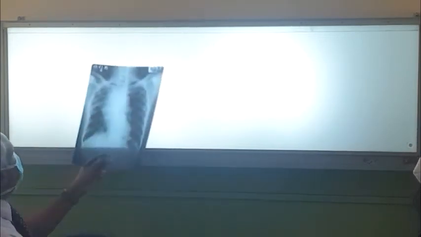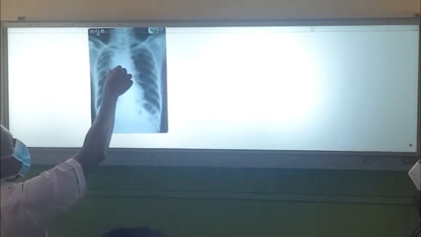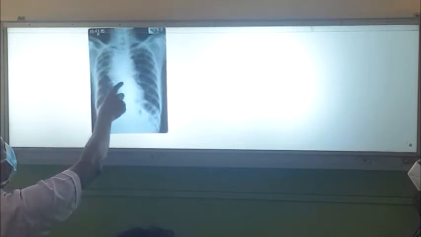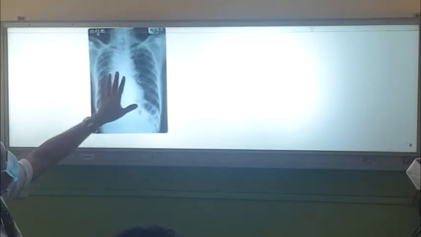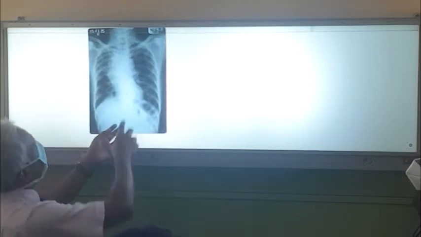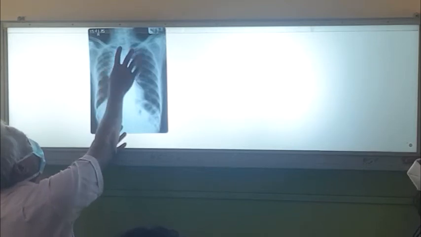So again, a poor quality X-ray, and you can see volume loss on the right side, and you can't see the vessels here. And there's a big mass in the hilum. So this lesion is in the hilum. Here you can see the vessels merging with the hilum, right? And this part of this big mass is there. This hilum.